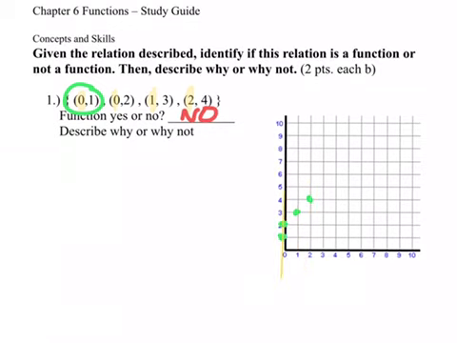It's okay here and here, but this right here, when it hits twice on the vertical line, that makes it not a function. Here's the description you should say. This is not a function because the input of 0 has 2 outputs. Let's look at the next one.